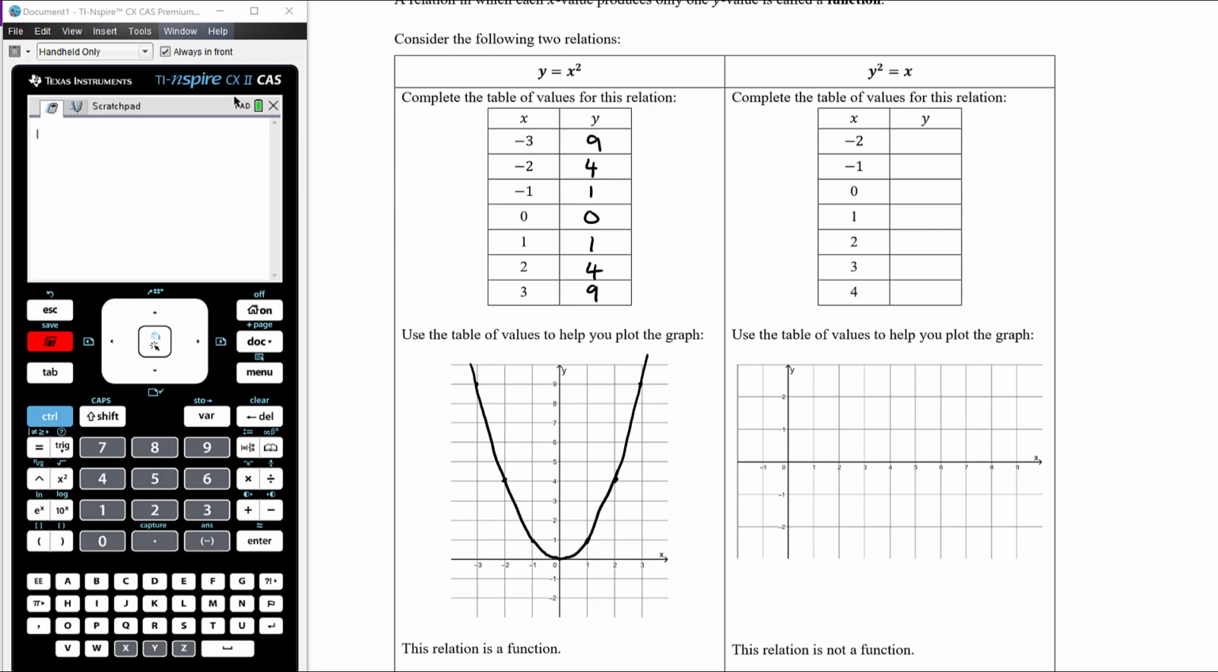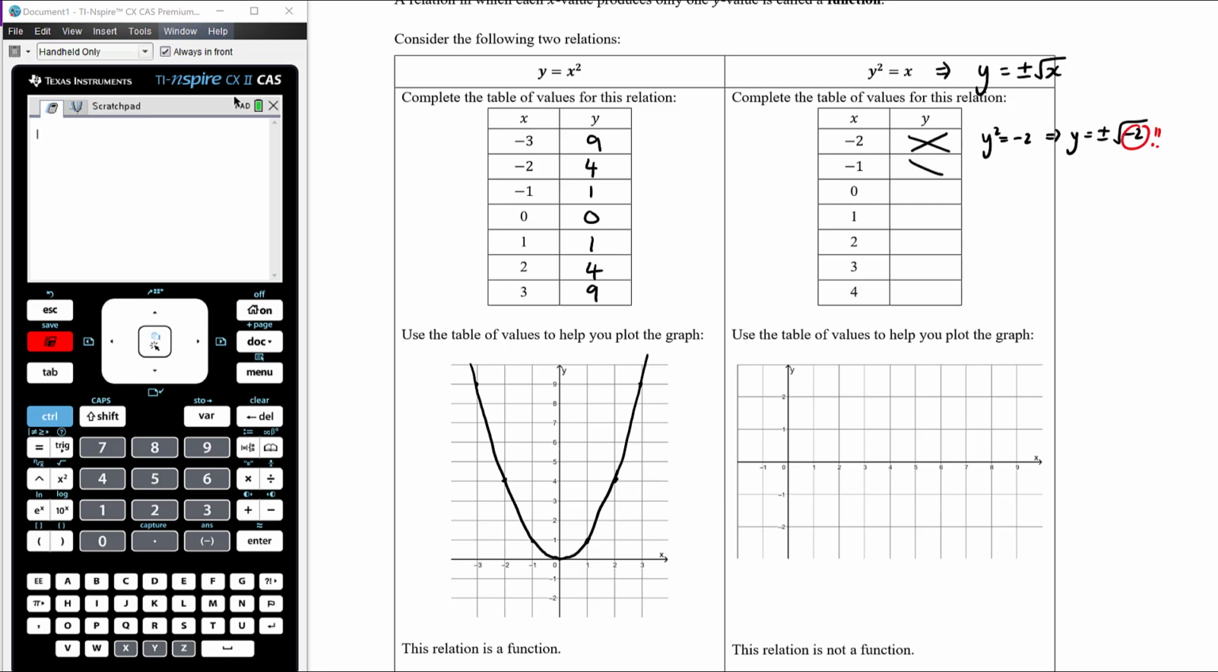Let's have a look at y squared equals x. If you think about y squared equals x, that is y equals positive or negative square root of x. When we take the square root, we get plus or minus. So for example, if x is negative 2, this is y squared equals negative 2, which means that y is plus or minus the square root of negative 2. Now, we know that we can't square root a negative, so this is actually not defined.